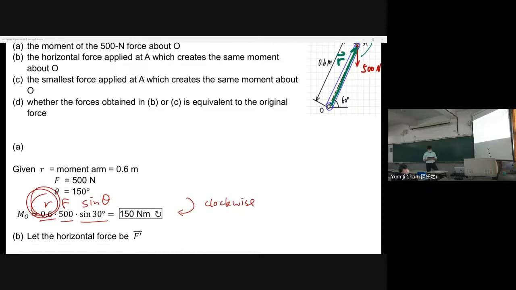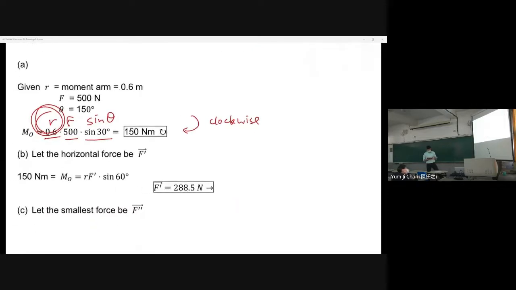And for the next part, the horizontal. It asks what if the force is horizontal, which is F prime, and this is also 0.6 meter. You don't need to draw this, but I have. This is R, this is O, and this is A.